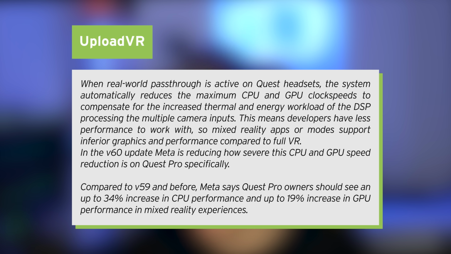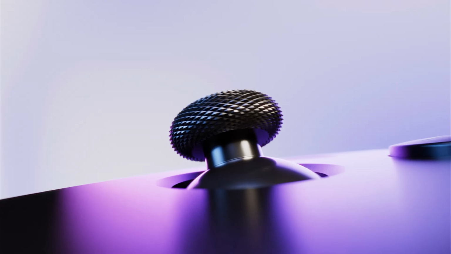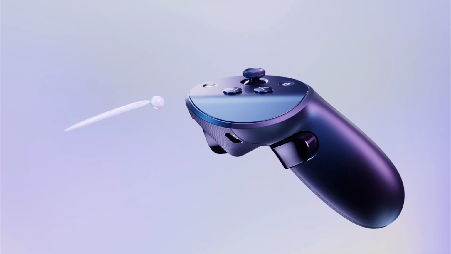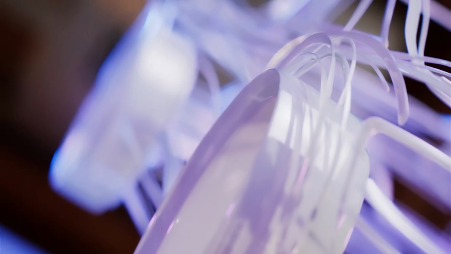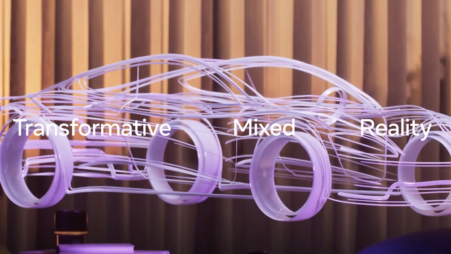Compared to v59 and before, Meta says Quest Pro owners should see up to a 34% increase in CPU performance and a 19% increase in GPU performance in mixed reality experiences. That's a pretty severe increase in mixed reality performance, and honestly, I can't wait for it. I'm still a huge user of the Quest Pro simply because it's so nice and simple to just put it on with my glasses, and it's also very nice and simple to take off and put on whenever you want to.